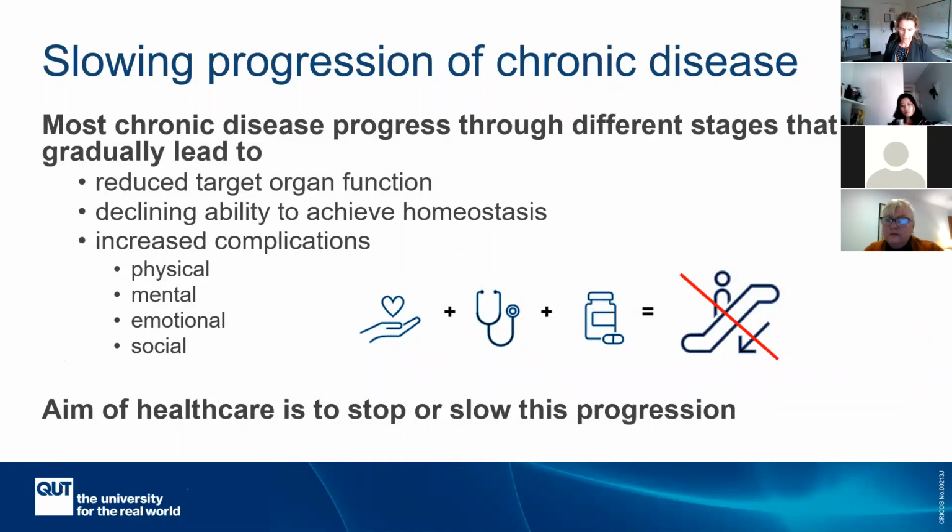And so when we think about that, we also need to think about quality of life. So the aim of care is to also optimise quality of life, and that includes the impact on families and caregivers, and strengthen resources to actually manage or self-manage.